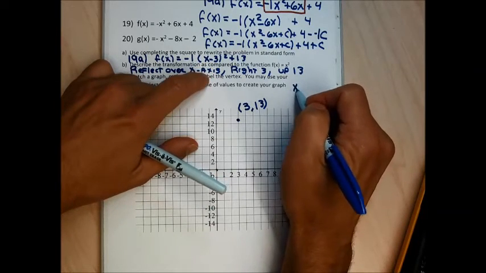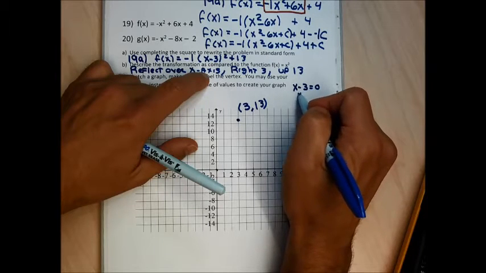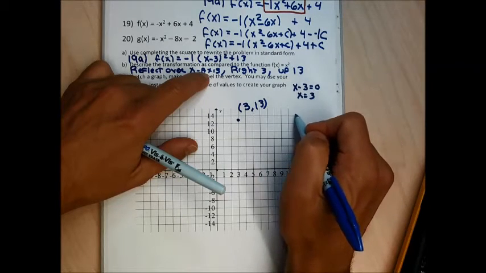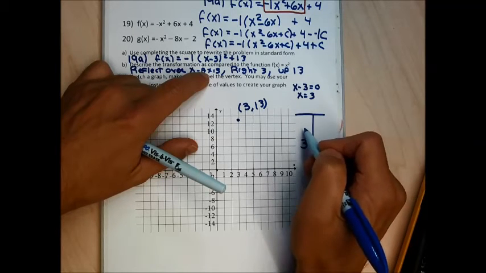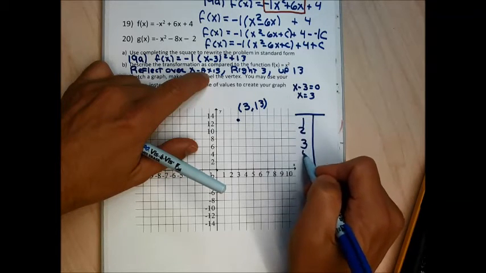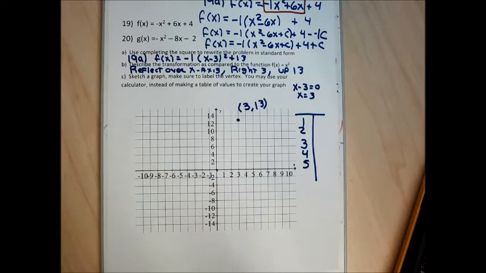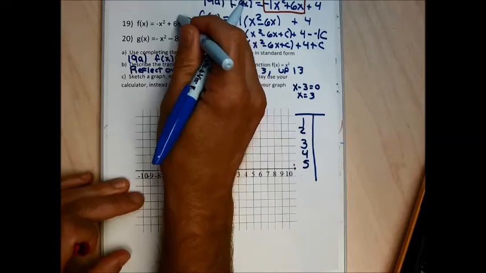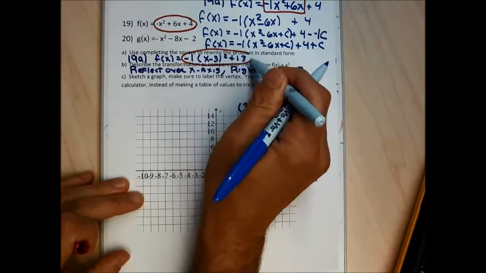I'm going to take this number, basically just change its sign and put it in the middle of my x column. To get the x column of my table, I take the inside of the parentheses and set it equal to 0. That gives me the number for the middle of my x column, which is going to be 3. I'm also going to put 2, 1, 4, and 5 in the x column. And I'm going to graph both this in y1 and this in y2.